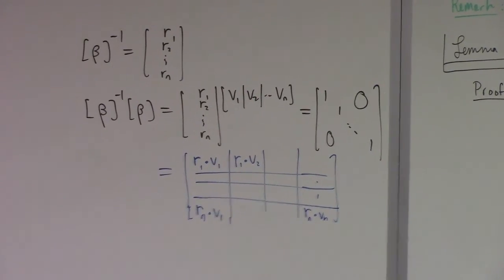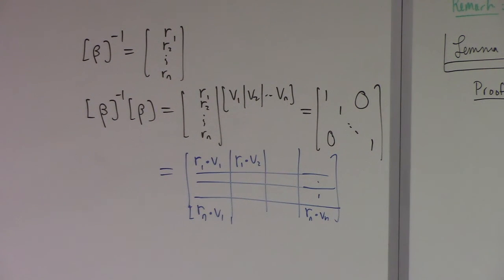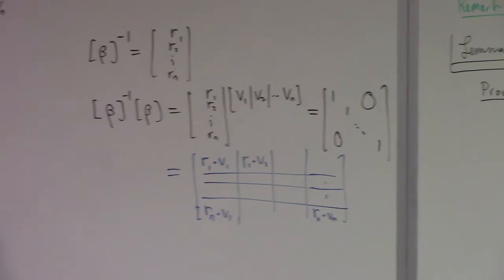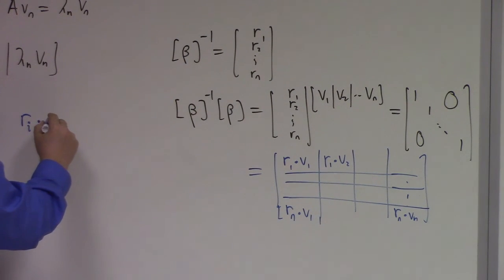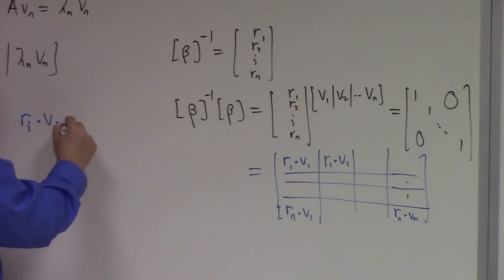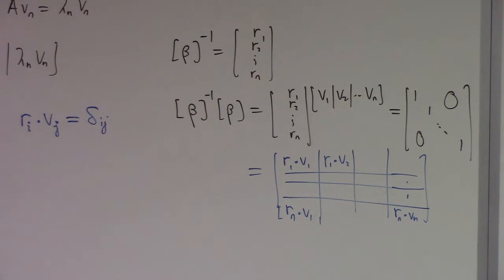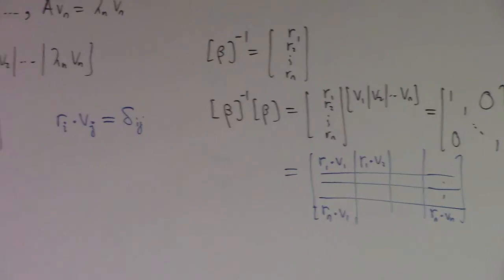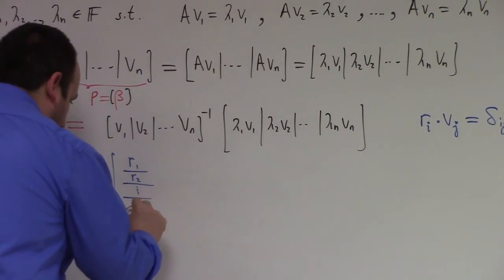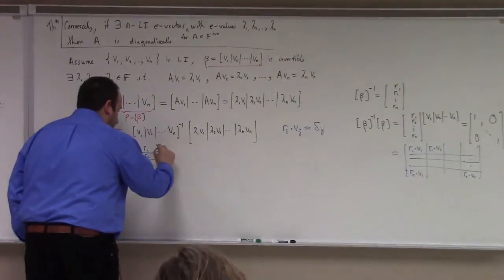Right, we do column times row, column times row, column times row, right? So if you think about that, we have row i dot Vj is equal to what? Just Kronecker delta ij, right? So write this in that notation, and work it out.